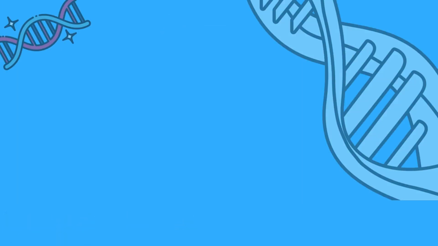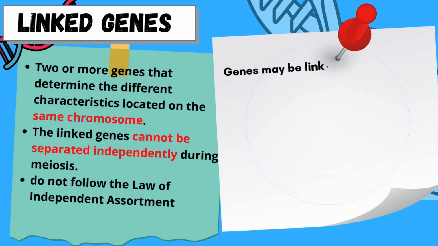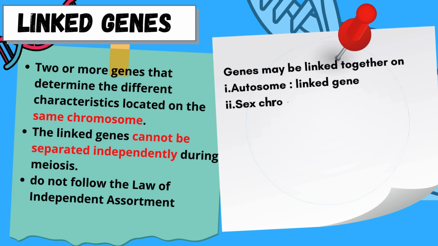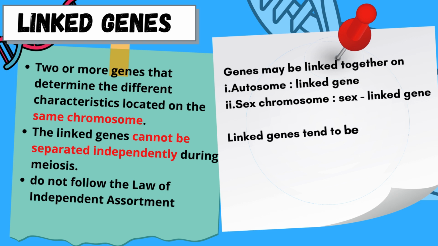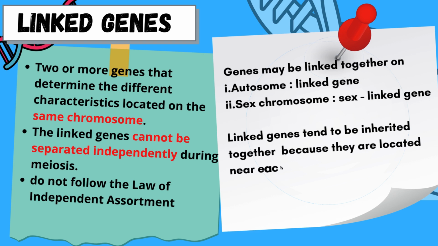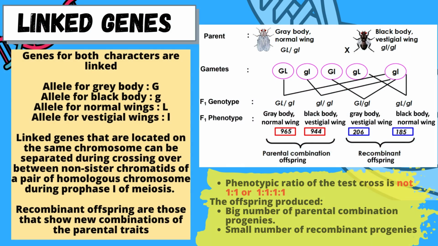Now, let's look at linked genes, when more than one gene is located on the same chromosome at different loci. The linked genes cannot be separated independently during meiosis. So, these genes do not follow the law of independent assortment. Genes may be linked together on an autosome or on a sex chromosome. The genotype for linked genes is written differently, using an oblique or slash separating the 2 genes.